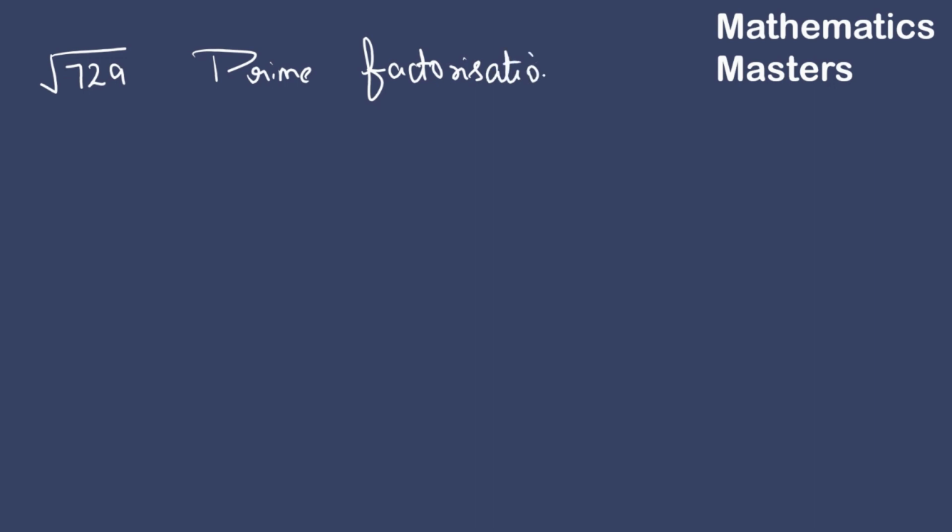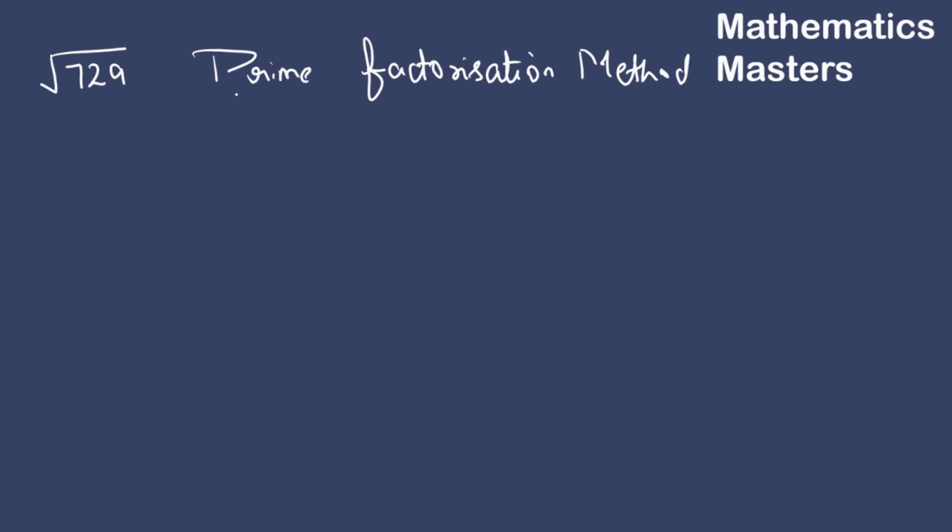Here in this video, we are going to calculate the square root of a number 729 using the prime factorization method. Let us try to understand how we can do it.